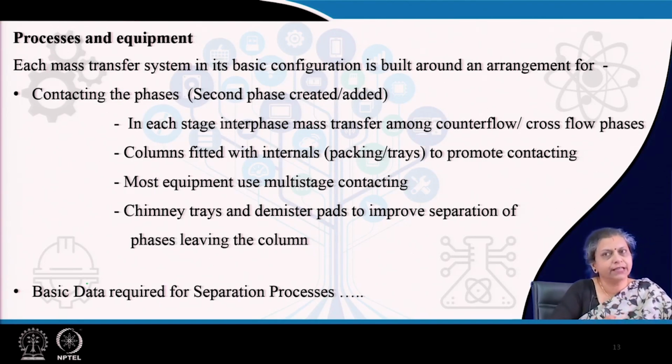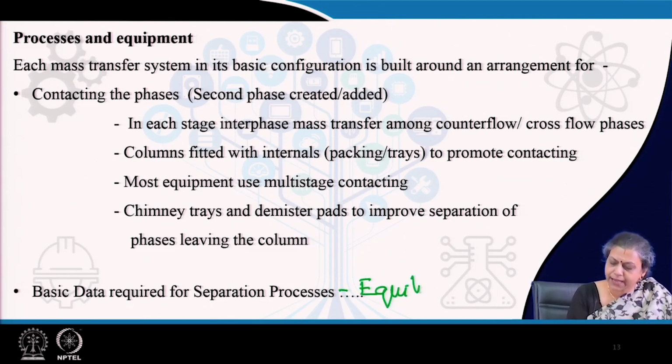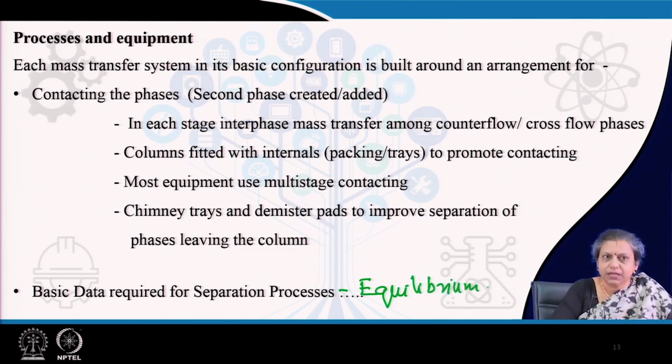But the first thing that we require for any separation process, for any interface mass transfer process, is data on equilibrium. So, therefore, in the next class we are going to discuss equilibrium, or rather phase equilibrium, for all the processes that we have discussed in this class, and after that we will be taking up each process individually and going into the details of those.